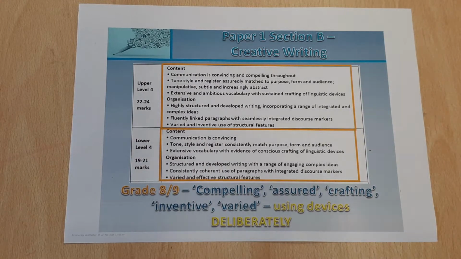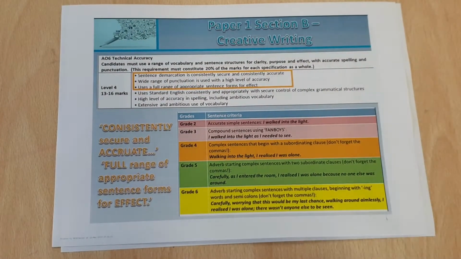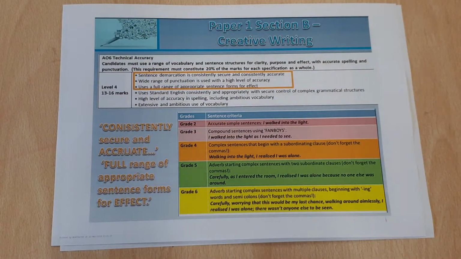So that's in terms of content. That's your AO5. Your AO6, your technical accuracy, your SPAG. Again, in order to get into that highest band, that level 4, 13 to 16 marks, you need to be consistently secure and accurate, using a full range of appropriate sentence forms, punctuation, vocabulary for effect.